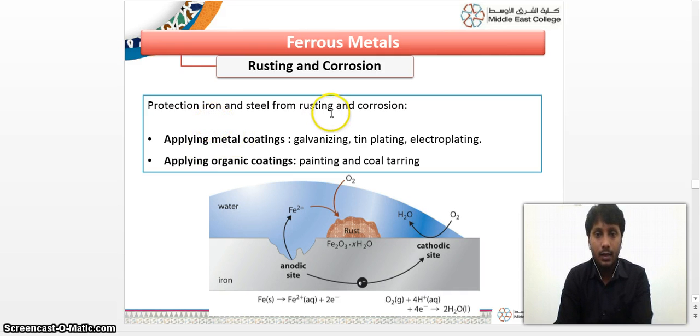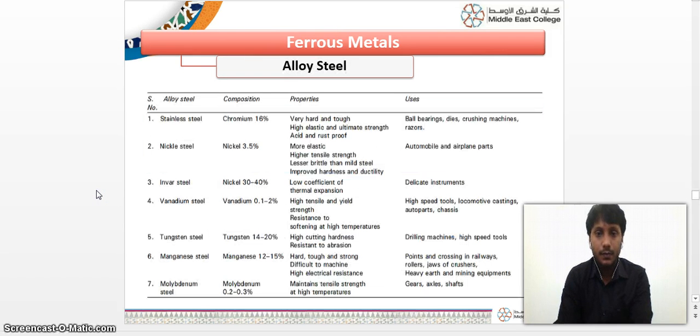Protection of iron and steel from rusting and corrosion: we have two types, applying metal coatings and applying organic coatings to the surface so they can be protected from rusting and corrosion. So these are the different types of alloy steel, what is its composition, what are the properties and what are the uses.